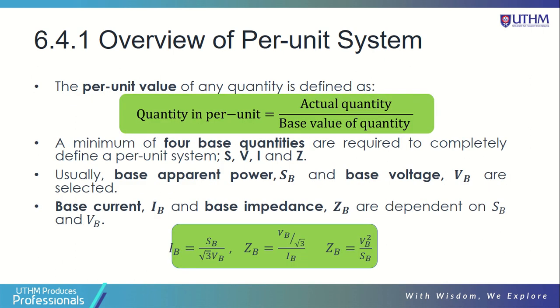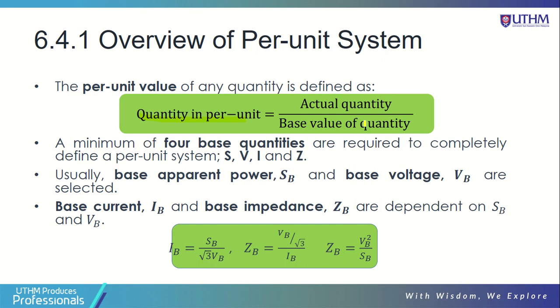Okay, so next, how do we calculate the per unit value? The per unit value of any quantity, for example power, voltage, current, or impedance, is defined as the quantity in per unit equal to the actual quantity divided by the base value of the quantity. This is the main formula to calculate the quantity in per unit.